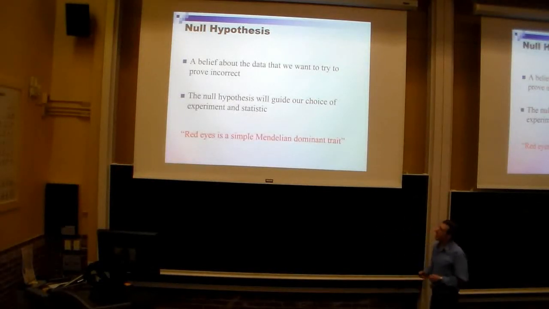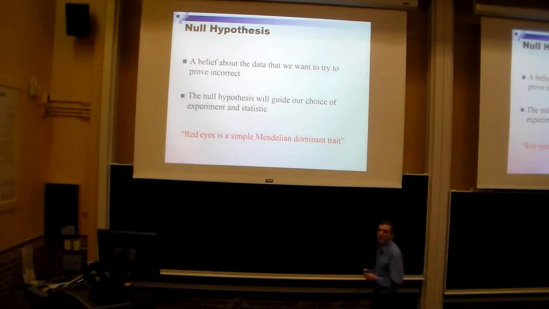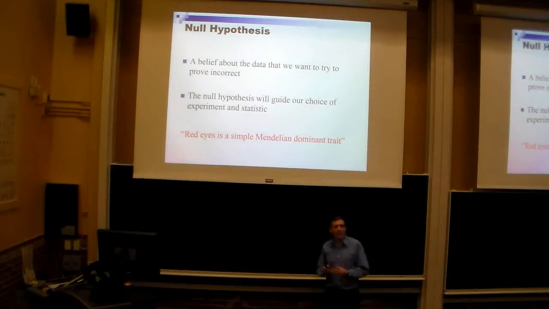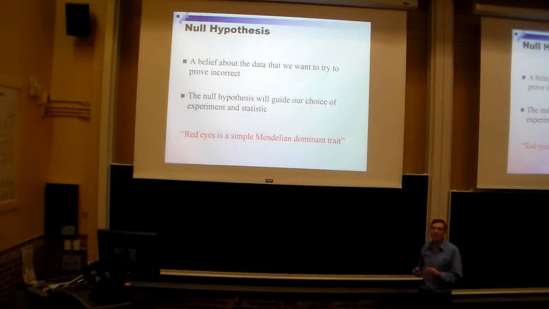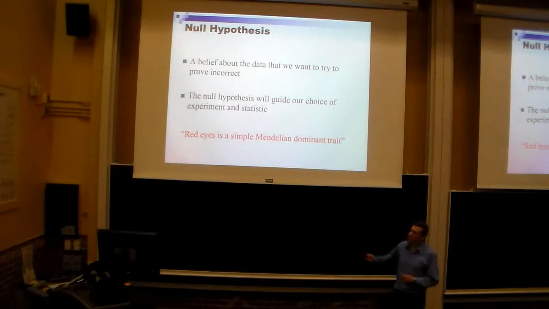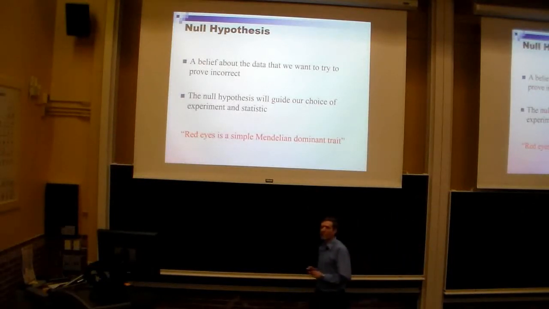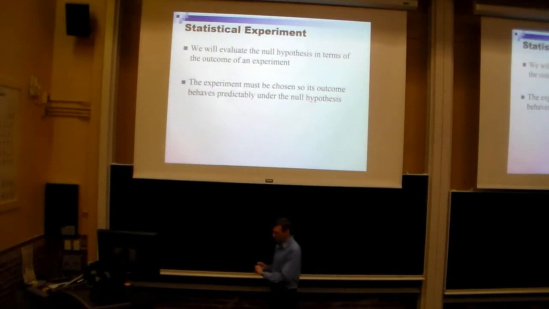So we might, for this example, say that our null hypothesis is that red eyes is a simple Mendelian dominant trait. And that's hiding a lot of complexity within this statement here. So that's making certain assertions about the probability of each fly being red-eyed in the F2 generation. But basically, we can use that as a shorthand for our null hypothesis. And then we can start reasoning about how we might try to disprove that.